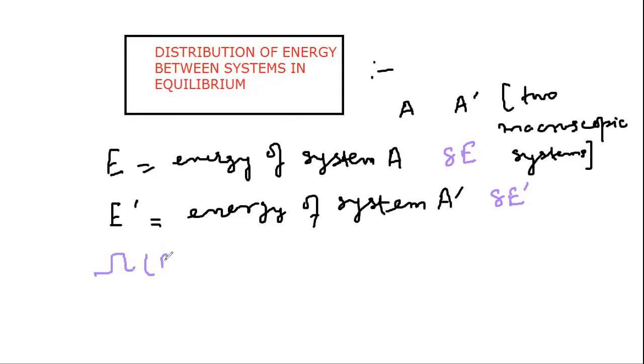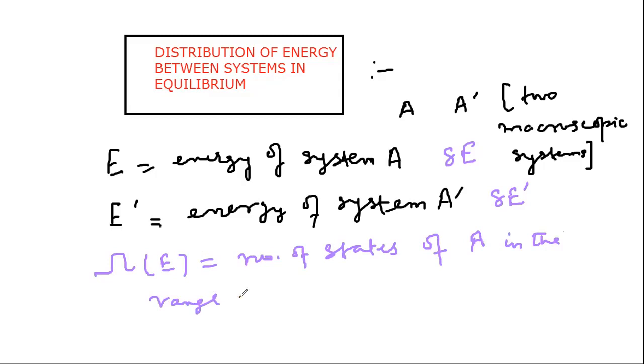Again, let sigma of E be the number of states of A. When I say A, that is system A. So number of states of system A in the range between E and E plus delta E.